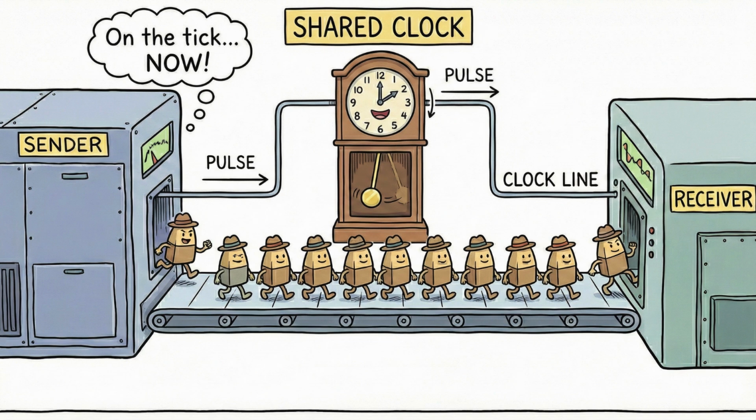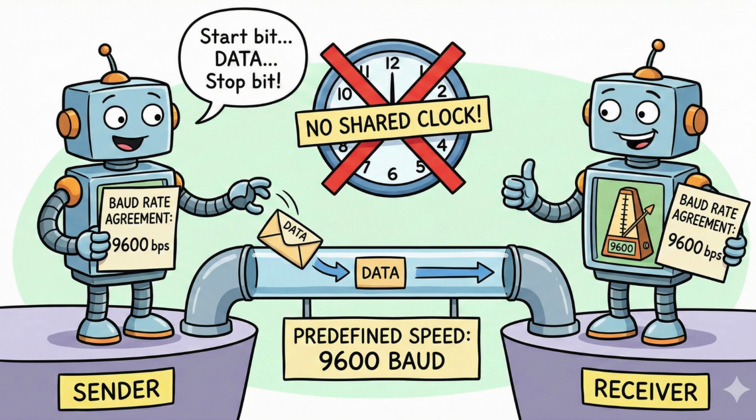Timing is everything, but there is a problem. When I send a bit, how do you know when to read it? In synchronous communication, we use a shared clock. See the big clock in the middle? It sends a pulse. On the tick. Now! Every time the clock pulses, the sender pushes a bit and the receiver grabs it. They are perfectly synchronized. But what if we don't have a clock wire?